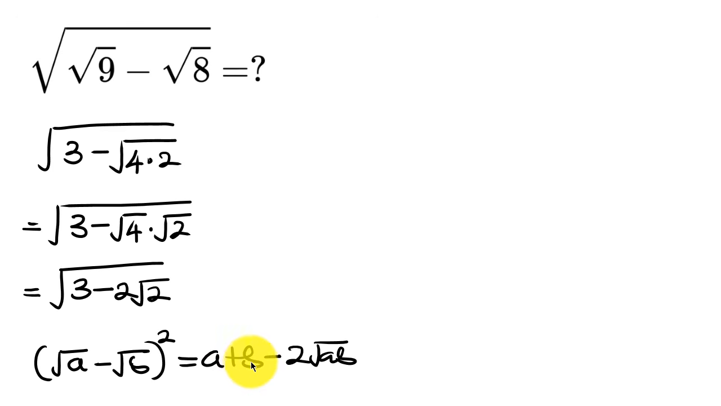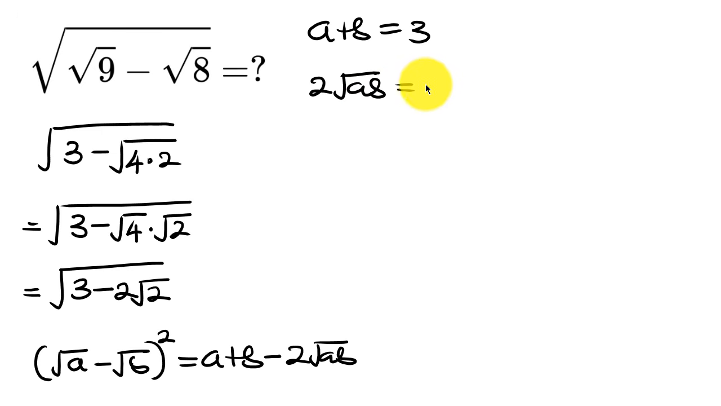That means our A plus B from here is 3. A plus B is 3. And our 2 root AB will be 2 root 2. So 2 root AB will be our 2 root 2. Good. So we have this simplified already, so we can just asterisk this. Then what we have here, these 2 can cancel out this 2.